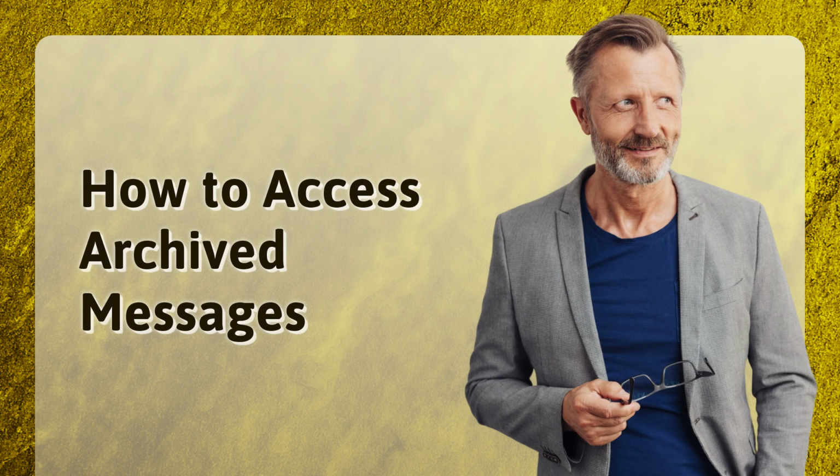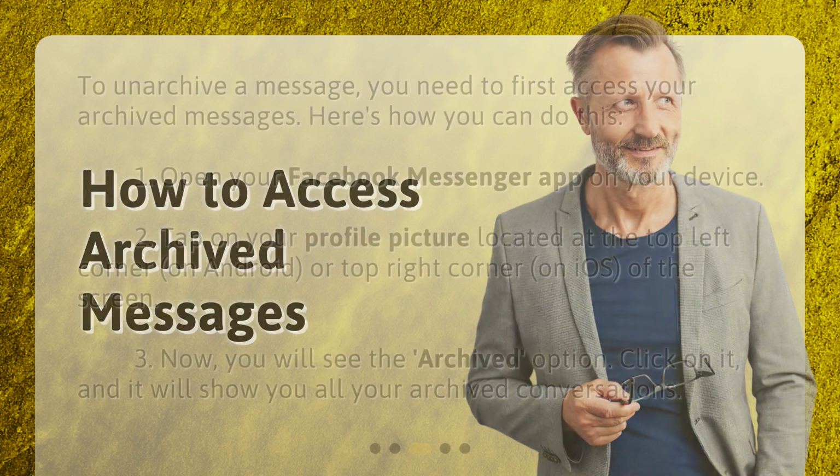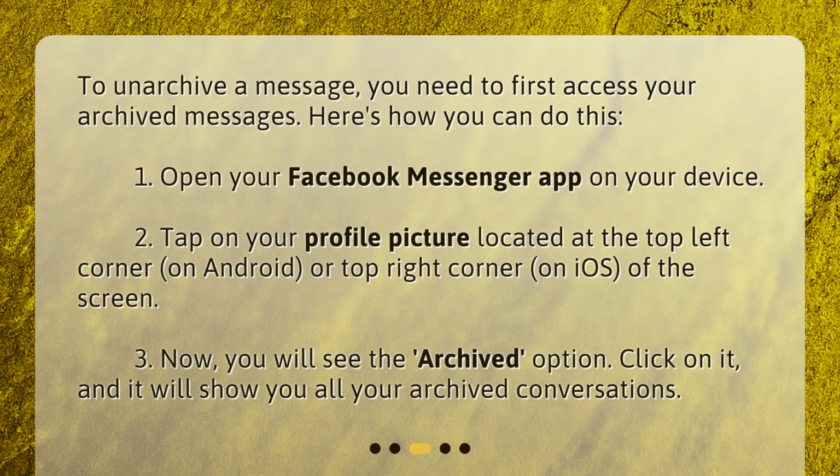How to access archived messages? To unarchive a message, you need to first access your archived messages. Here's how you can do this. 1. Open your Facebook Messenger app on your device. 2. Tap on your profile picture located at the top left corner on Android or top right corner on iOS of the screen. 3. Now, you will see the Archived option. Click on it, and it will show you all your archived conversations.